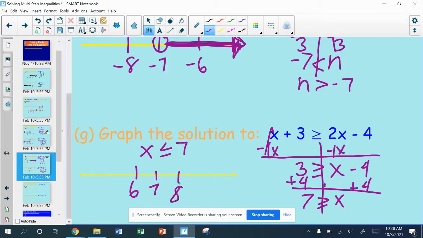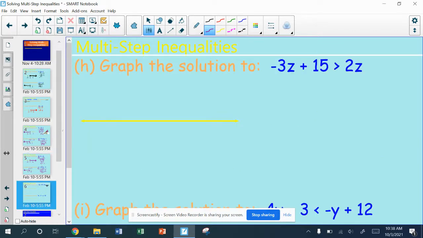6, 7, and 8. It's equal, so it could be a filled in circle. And less than goes to the left. Right? We can't trust the sign at the beginning of our problem. A lot of times that is going to have to flip.